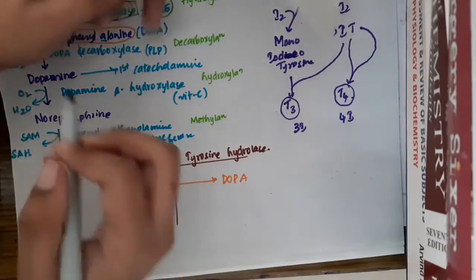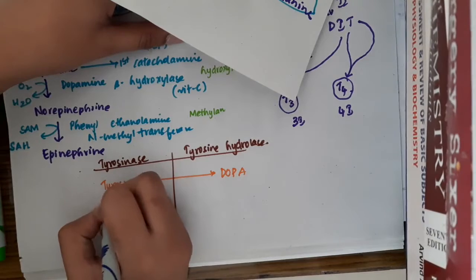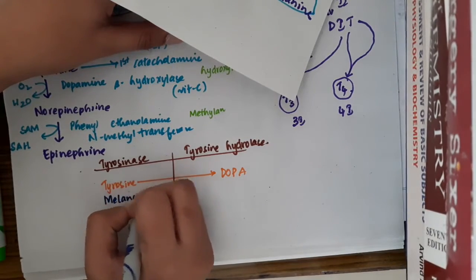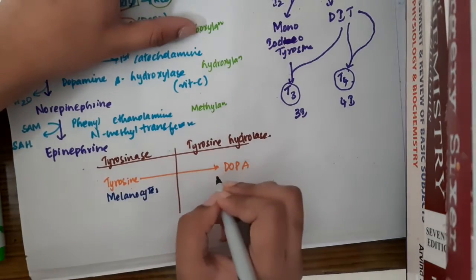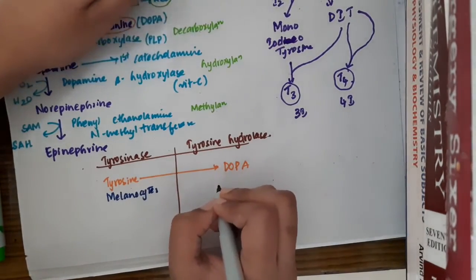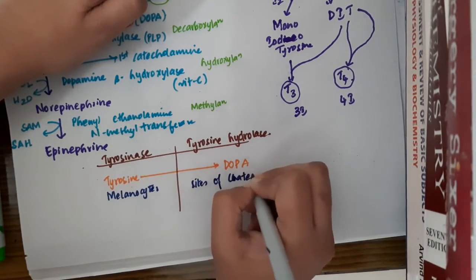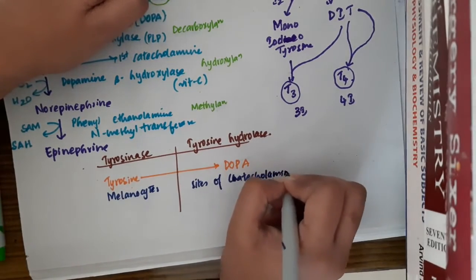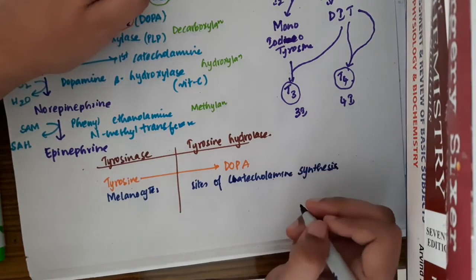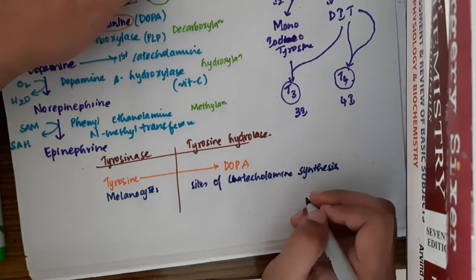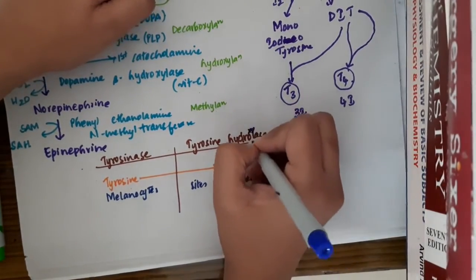Right? See, this tyrosinase is mainly expressed in melanocytes. Tyrosinase is present only in melanocytes, whereas tyrosine hydroxylase is expressed in sites of catecholamine synthesis. In sites of catecholamine synthesis, like in sympathetic ganglion and nerve endings, okay, in adrenal medulla where catecholamines are synthesized, in all those areas tyrosine hydroxylase is present.